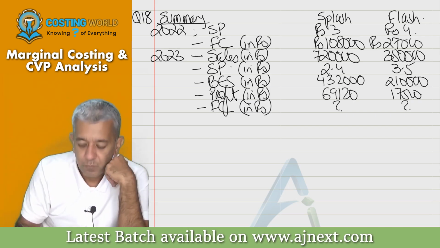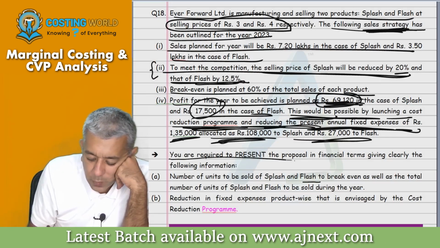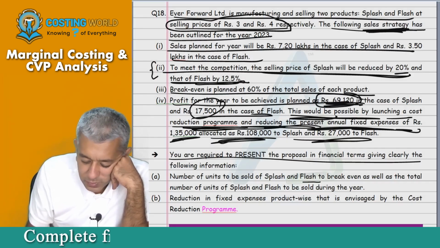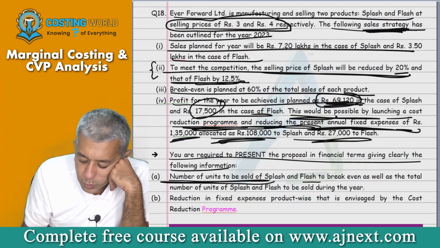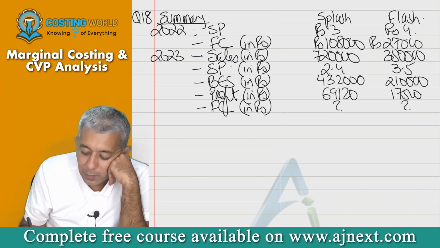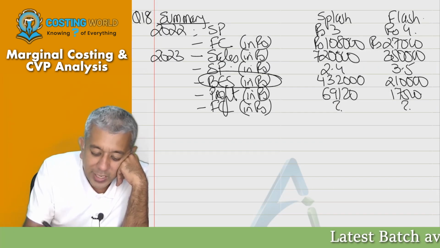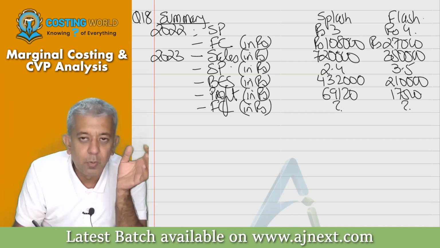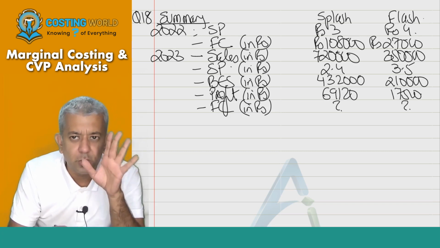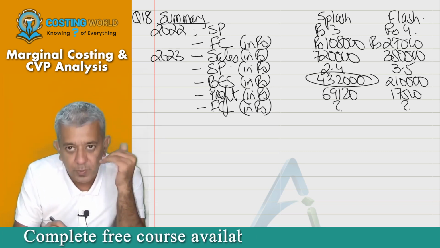Now see, last part. You are required to prepare the proposal in financial terms, giving clearly the following information. A part I am solving for you. Number of units to be sold of Splash and Flash to break even. Tell me, you have break even point in rupees, but those guys want the number of units to break even. So break even point in units means, tell me: that will be nothing but 4,32,000. Speak further.